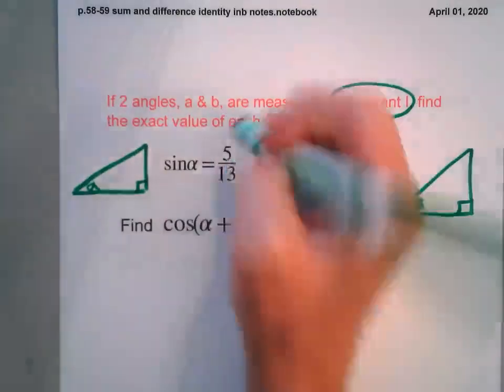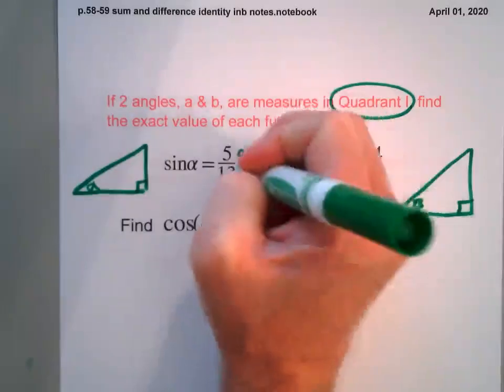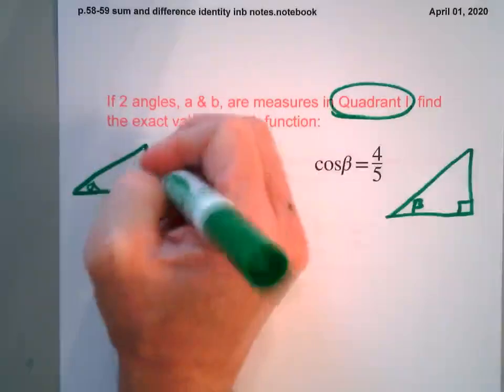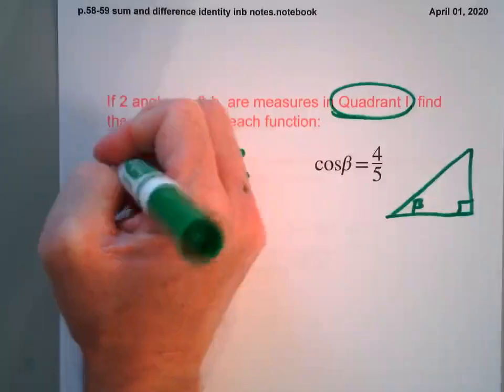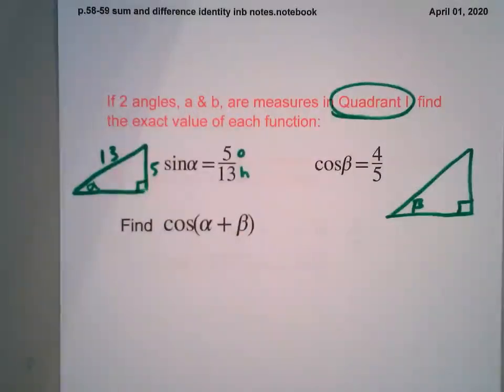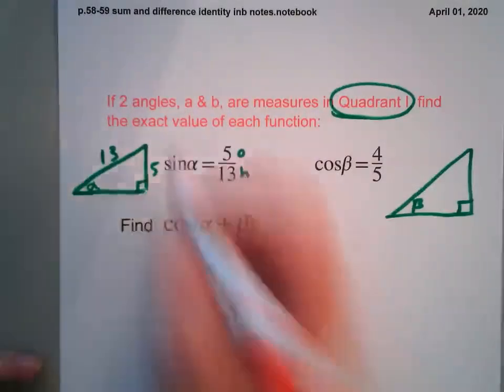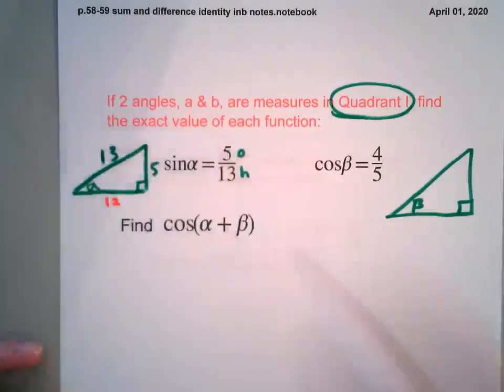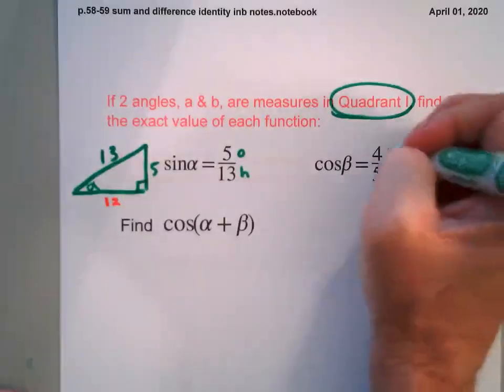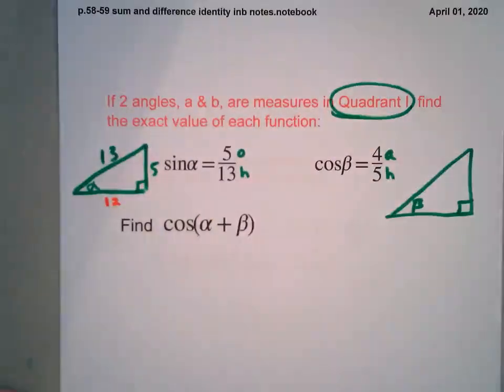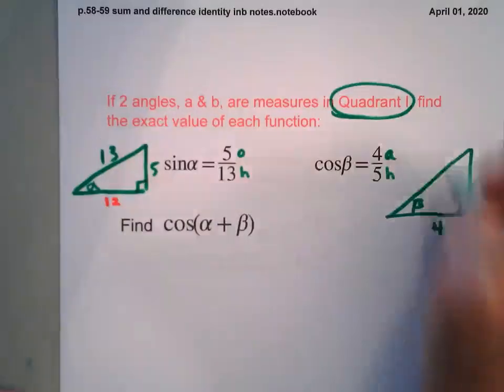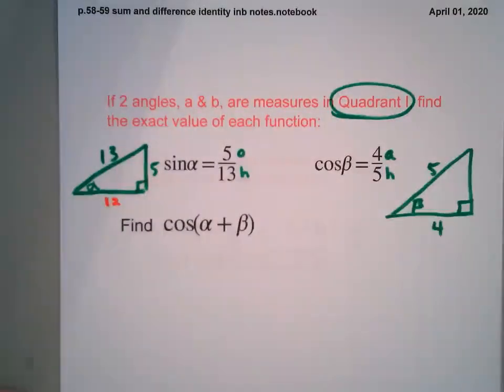And so sine is opposite over hypotenuse. So it puts a 5 here, a 13 here. And we talked about Pythagorean triples earlier in the semester. So hopefully you know that that's 12. Over here, cosine is adjacent over hypotenuse. So that puts 4 here, 5 here. That's also Pythagorean triple, which makes this side 3. So those Pythagorean triples just speed up your work for you.